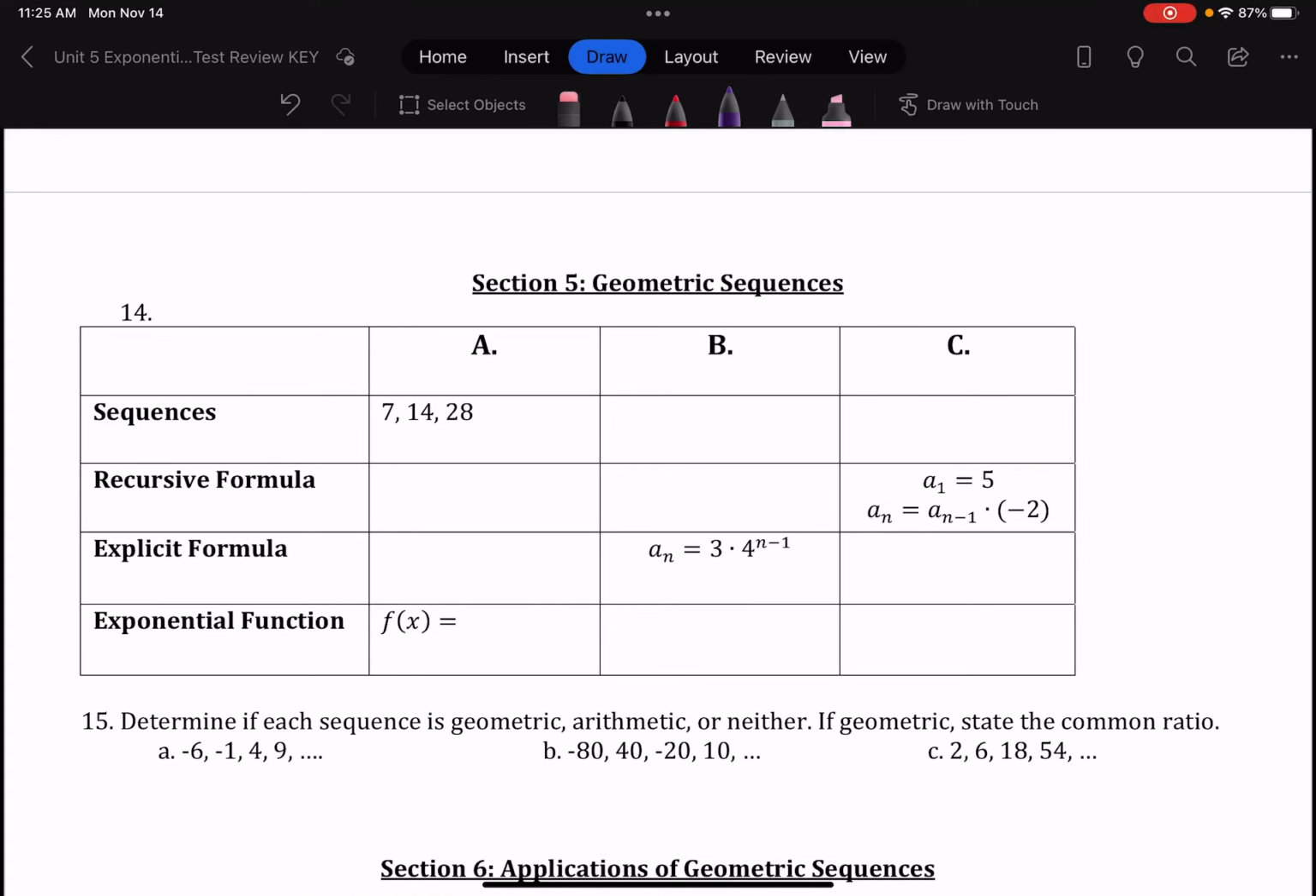Hey guys, it's Miss Adams, and we're going to move on to section 5 of the Unit 5 test review, and we're really going to start focusing on our geometric sequences now.